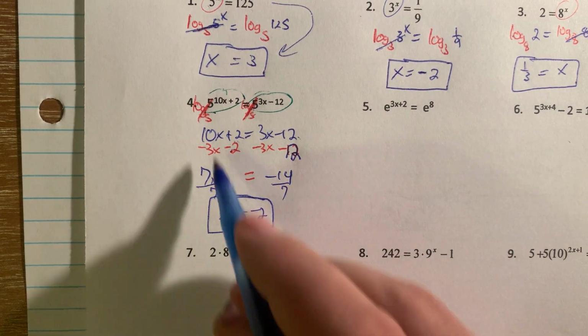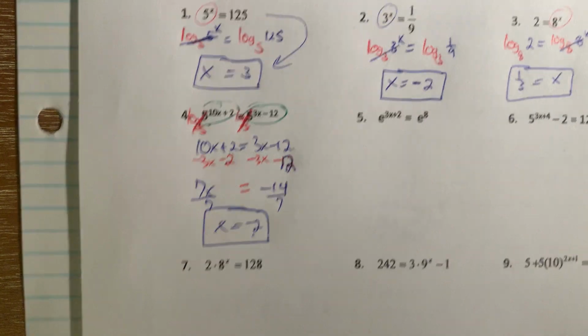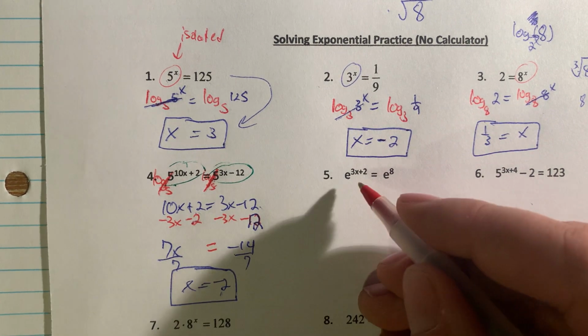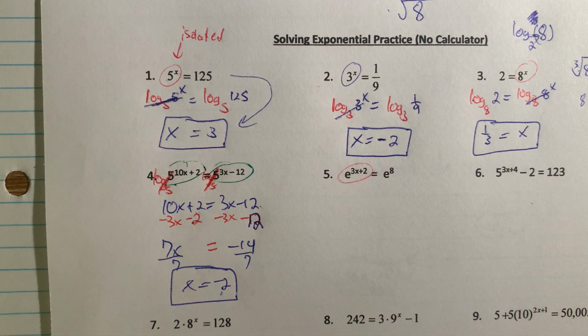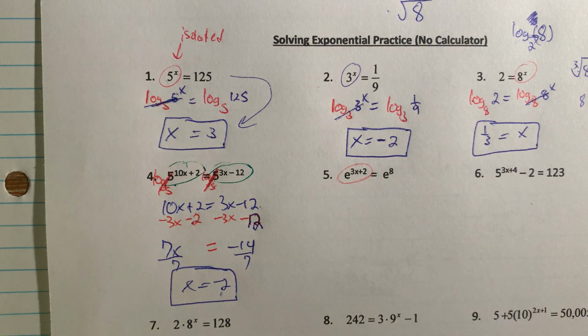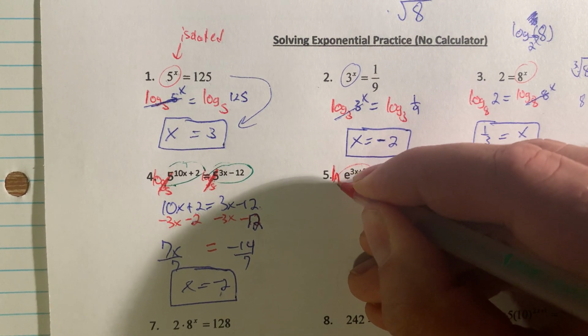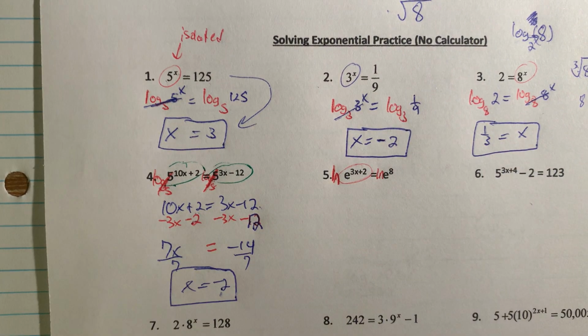Now, this is a lot harder to see without logs, I think. So, how about this next one? Well, I hope we recognize that we have an exponential with x in it right here, isolated. And so we want to do a log with this base. And I hope we recognize that the right one to do is the natural log. That's a log base e.